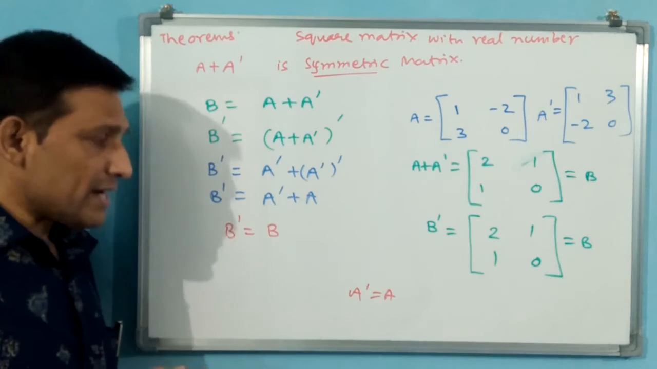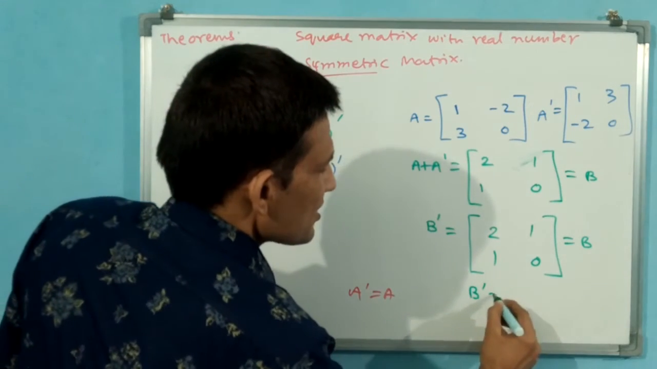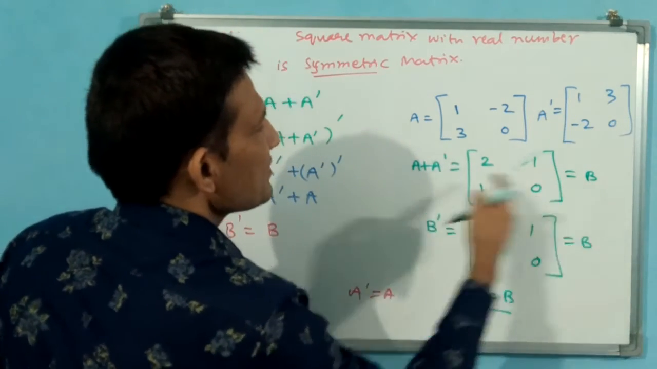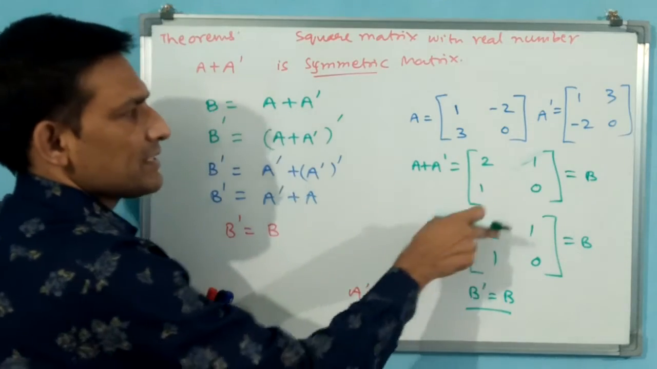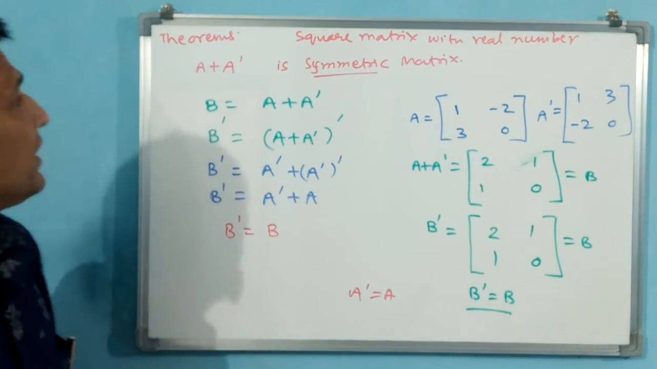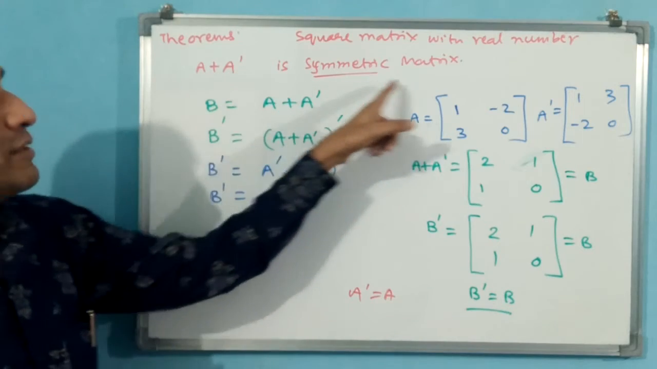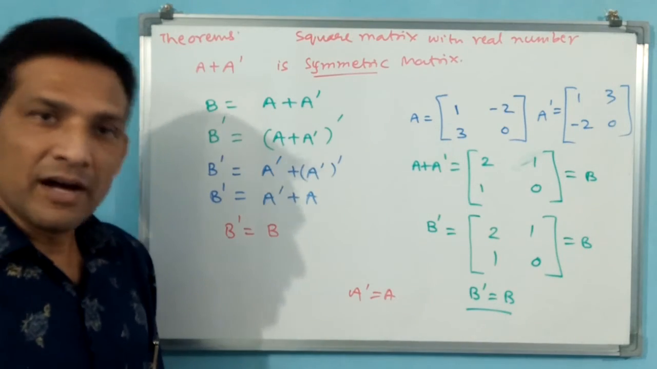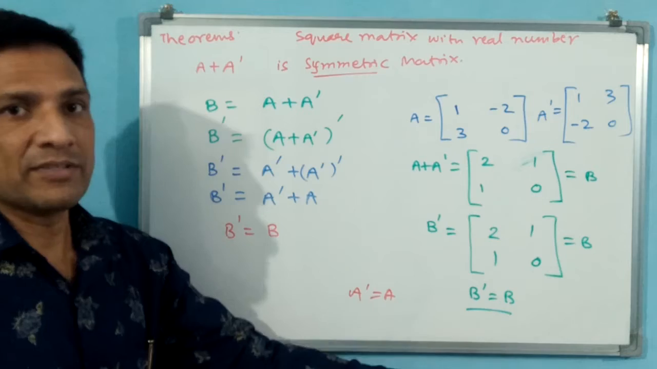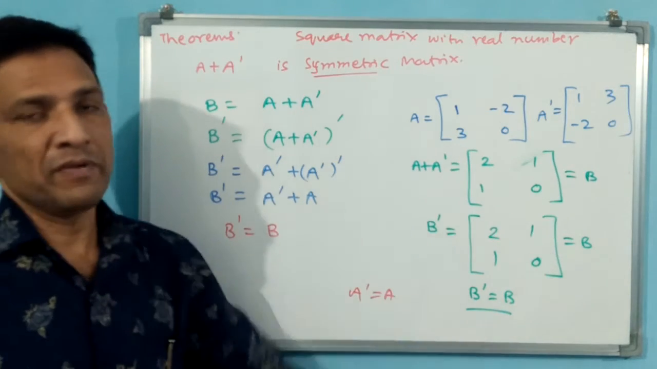Now is it a symmetric matrix? When B transpose is equal to B, then B is a symmetric matrix. Here B is A plus A dash. That means what we can say? A plus A transpose is a symmetric matrix. Now we have verified it also with an example. This is proof. This is verification.